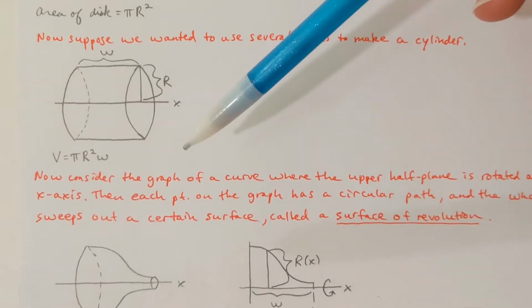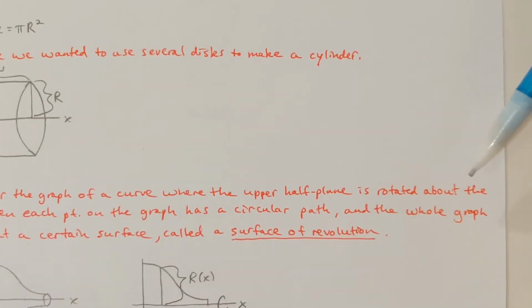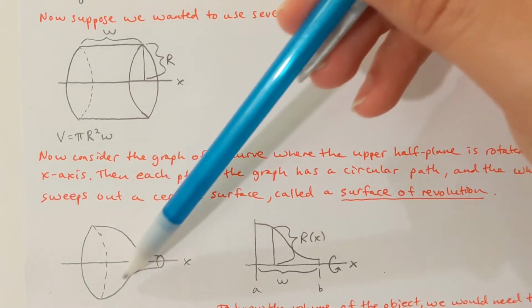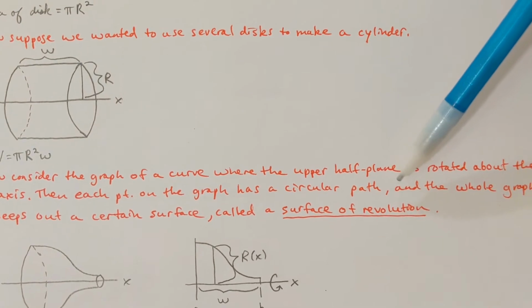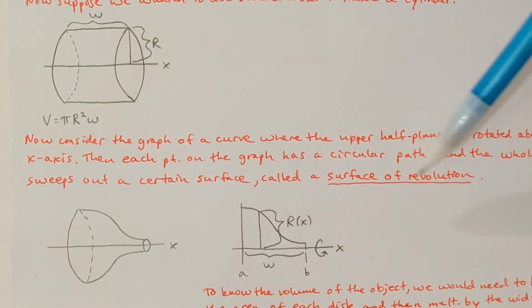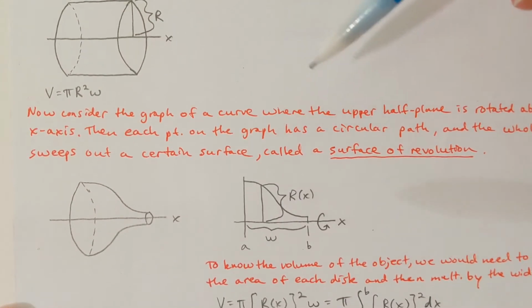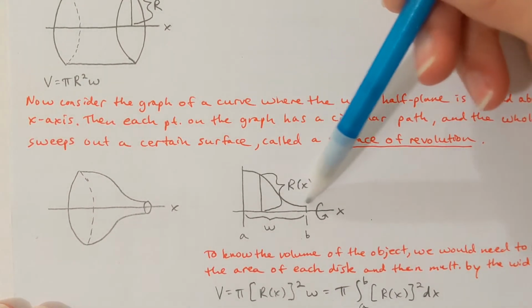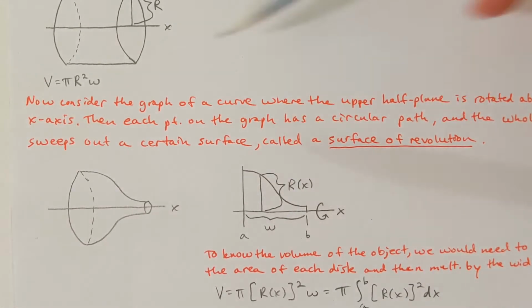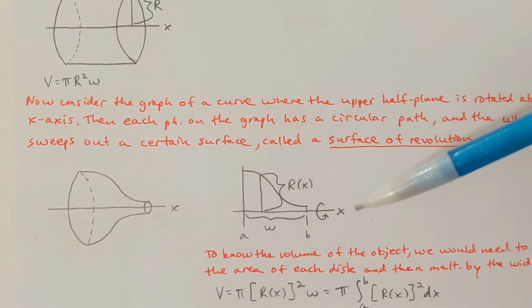Now, consider the graph of a curve where the upper half plane is rotated about the x-axis. Each point that is being rotated about the x-axis has a circular path, and the whole graph sweeps out a certain surface called a surface of revolution. That's terminology that you'll see in the book. As an example, I've got this curve here, and you can think of this as several disks stacked together, just as before, but each disk might have a different radius than the previous disk.